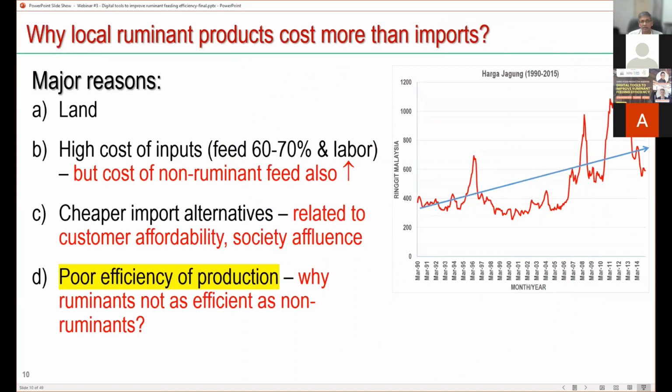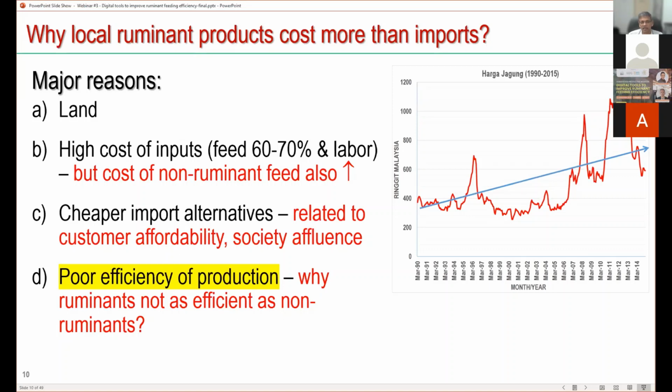So kenapa? I think we already seen this before. The same old reason, whether you go back 30 years ke 40 years, kita ada masalah yang sama. Land, memang tak cukup land. High input cost, especially feed, and then labor. Labor jadi lagi penting, especially we saw this effect dalam masa COVID. And then there's always cheaper import. Kita boleh beli dengan harga yang murah, especially dari luar negara. And our production is not efficient.